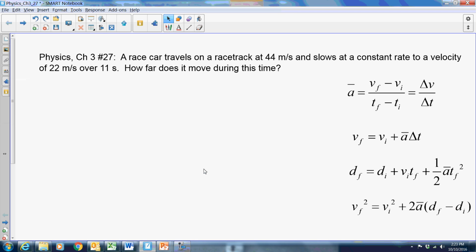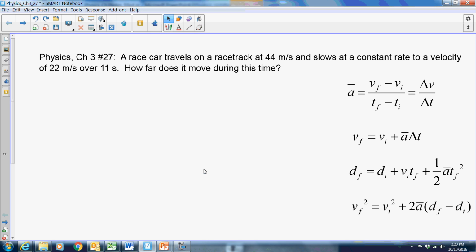Okay, now we're doing chapter 3, number 27. It talks about a race car on a racetrack going 44 meters per second and then slowing down at a constant rate. That's a little confusing, but what they mean is that acceleration is a constant rate to a velocity of 22 meters per second, and that takes 11 seconds. And how far does it go?